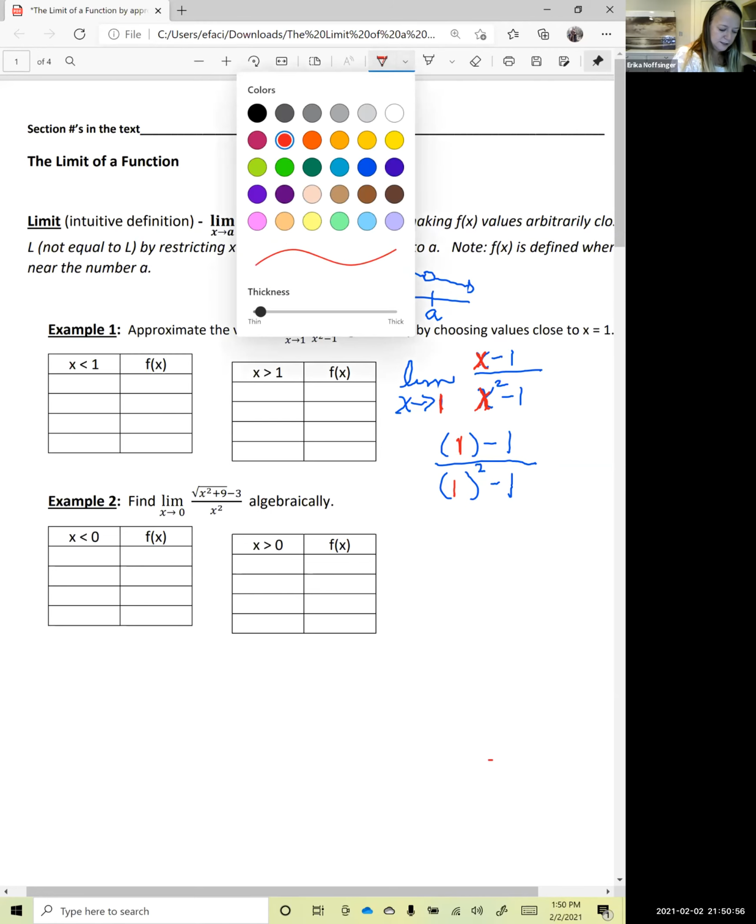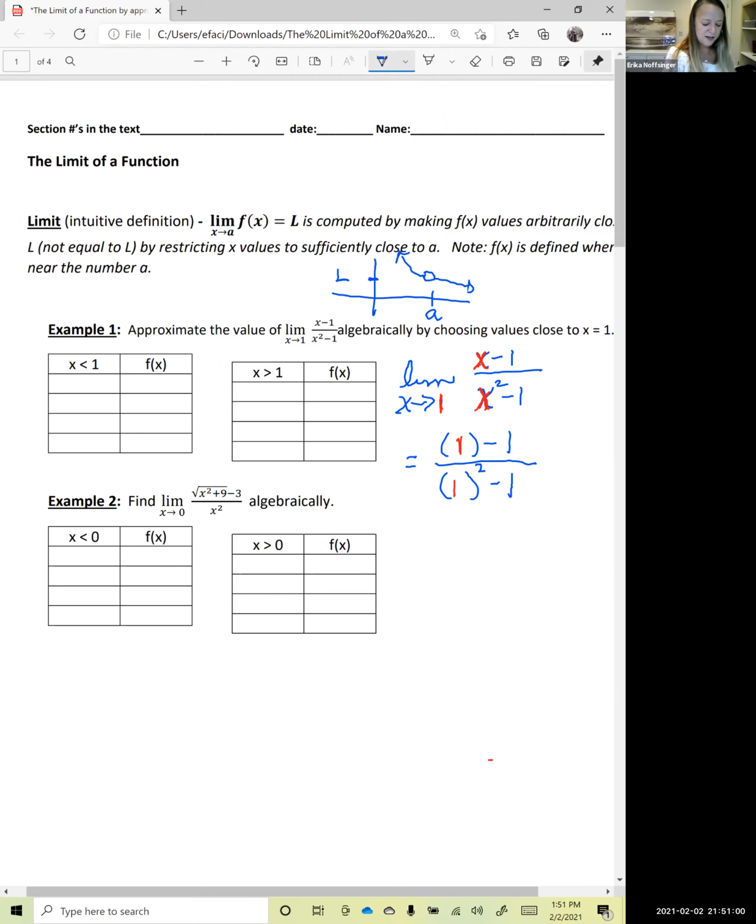Order of operations, PEMDAS. Simplify the numerator, we get 0. Denominator, we get 1 squared minus 1, which is also 0. This is something that's going to happen quite a bit while we go through this course, where you get this form of 0 over 0. This is called an indeterminate form.